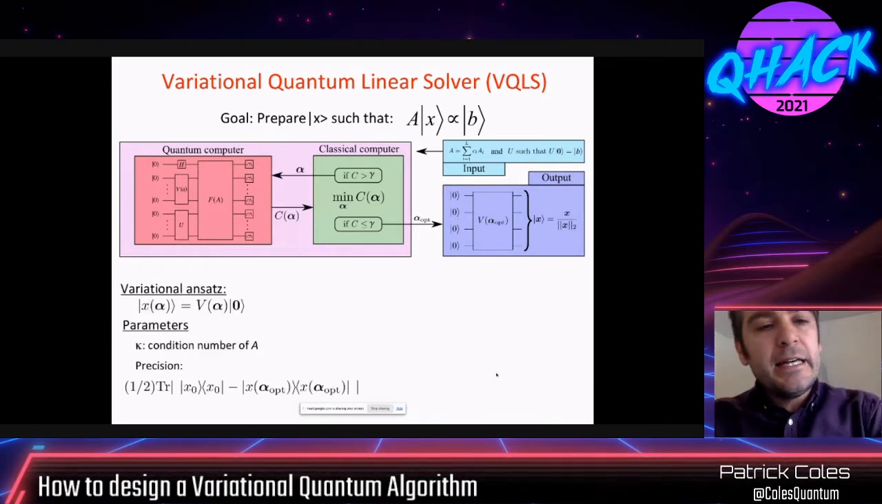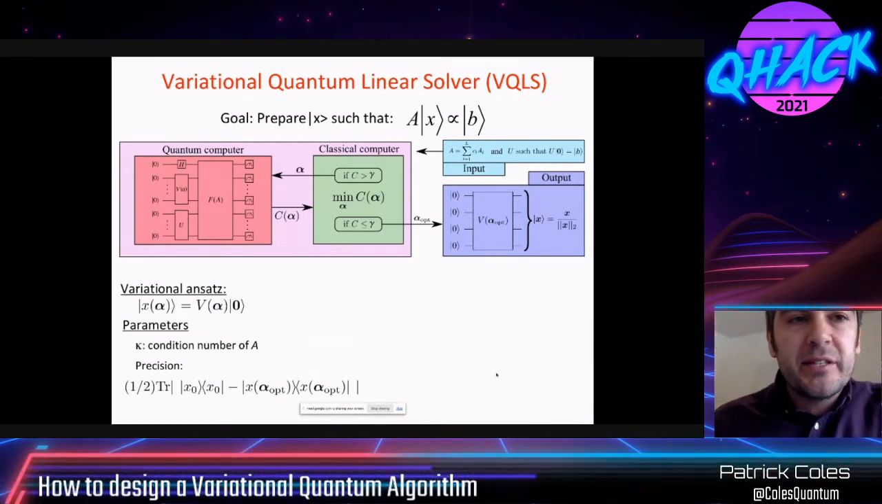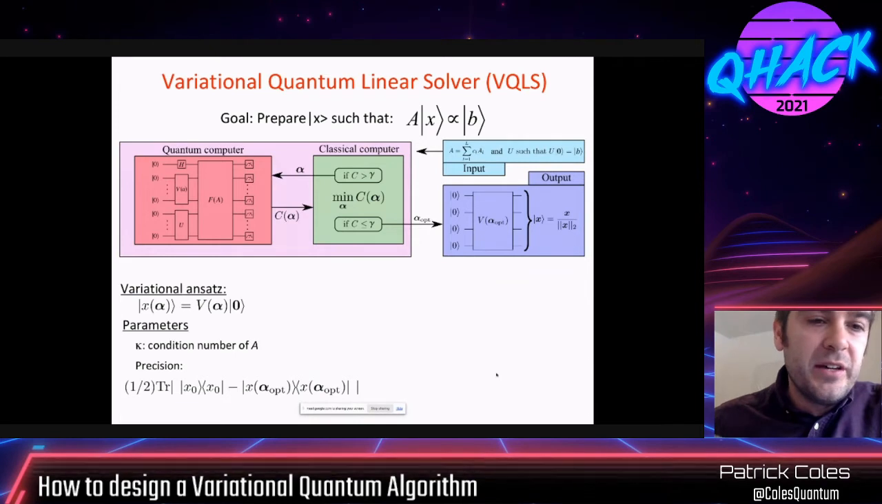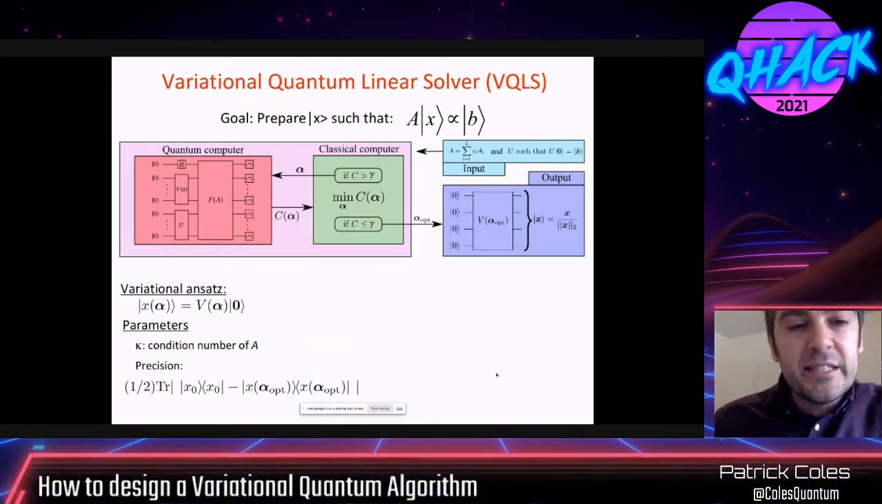Okay, and then some key parameters here are kappa, the condition number of A, which tells you basically how hard it is to invert A. So the bigger kappa is, the harder the problem is. Kappa is basically the ratio of the largest to the smallest singular values of A. Another key parameter is the precision of your solution. If X naught is the true solution and X is your trained solution, then you could look at, say, the trace distance between the true solution and your approximate solution, and that's a measure of the quality of your solution that we call the precision.